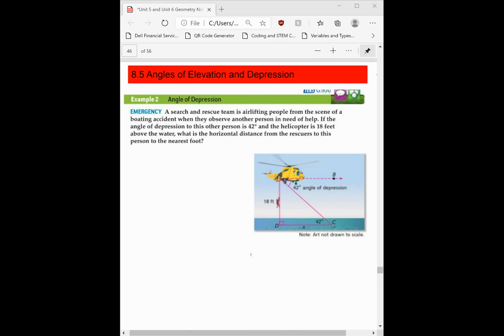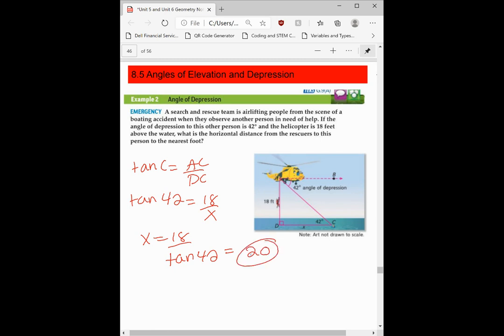We're going to let x represent DC. So tan of C is equal to AD over DC. So tan of 42 is equal to 18 over x. Well, if we get x by itself, we get x is equal to 18 over tan 42. And if we plug that into our calculator, we get 20. So the answer is 20 feet.